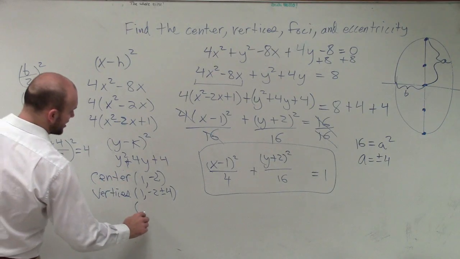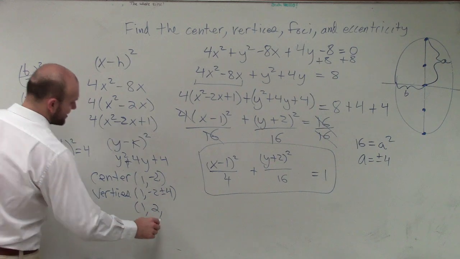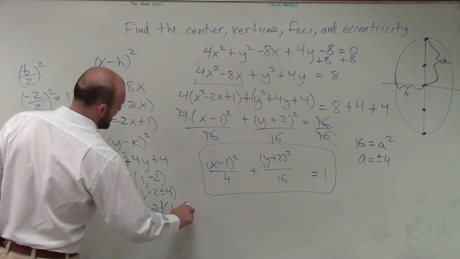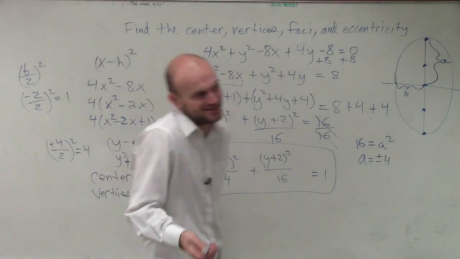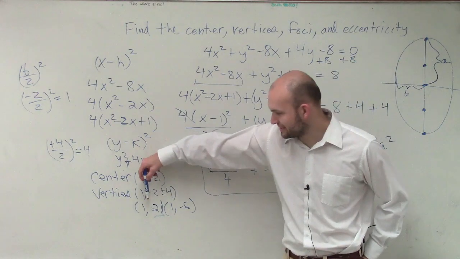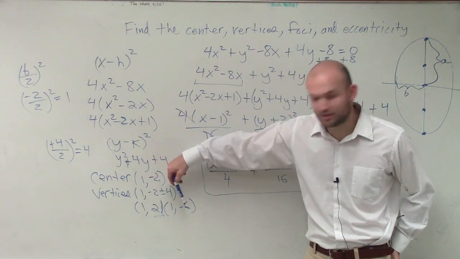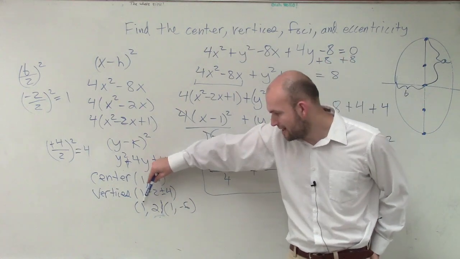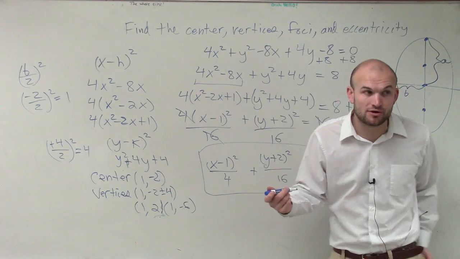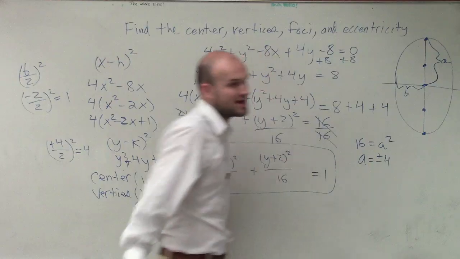So your vertices are going to be at 1 comma 2, and 1 comma -6. How about I just write everything is labeled as center, and then you guys can just guess what it is. So therefore, you have 2 vertices, right? Your vertices are 1 comma 2 and 1 comma -6. Notice how your center and your vertices all have the same x coordinate, right? Because they all lie on the major axis.